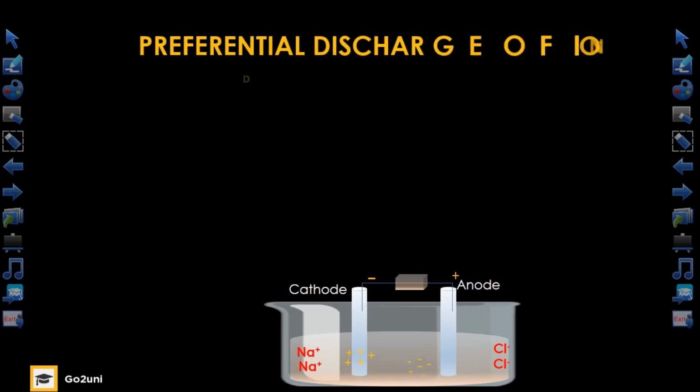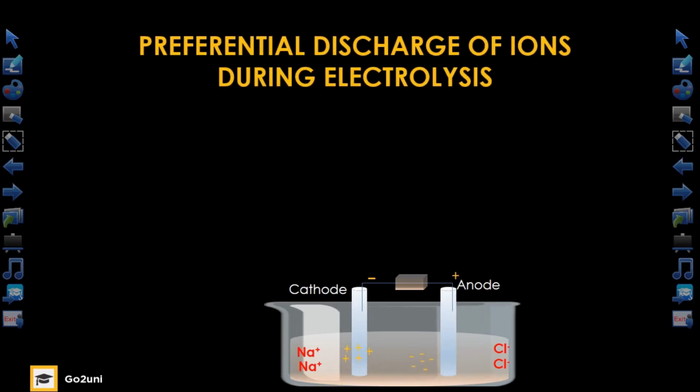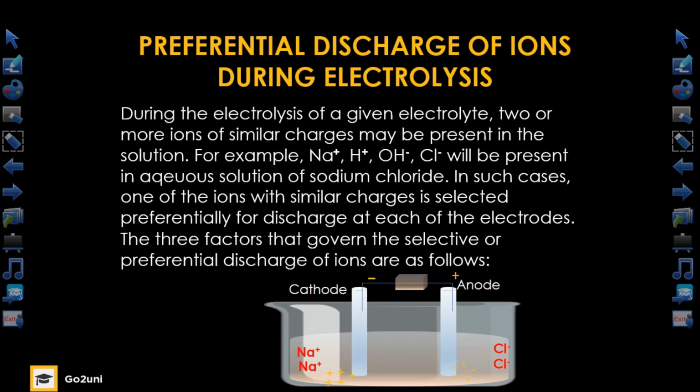The preferential discharge of ions in electrolysis. Now, when we talk about the preferential discharge of ions, what do we really mean? What it really has to do with is that during electrolysis of any given substance, maybe a salt solution or an acidic solution or even an alkaline solution, the species involved, that is the cations and anions, migrate opposite ways.